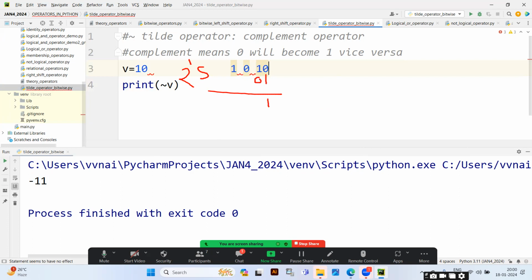Obviously these are all zeros, non-weightage values. So 1 plus 0 is going to be a 1, 0 plus 0 is 0, 1 plus 0 is 1. 1 0 1 1 according to binary operation is the equivalent value of 11, because 8 plus 2 plus 1 is 11.